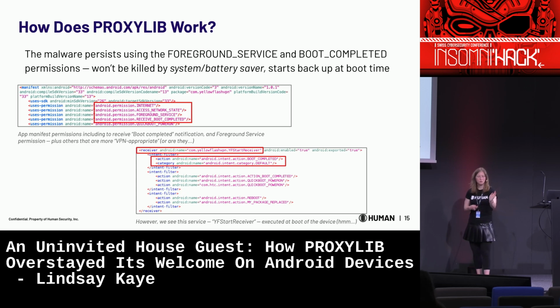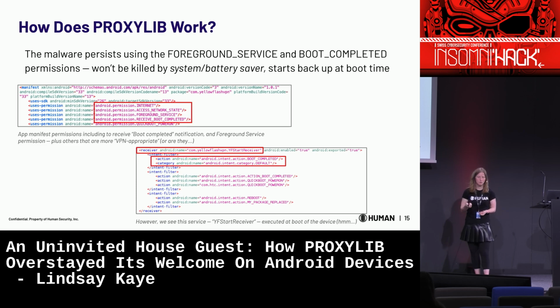So looking at the Android manifest, which essentially functions as the recipe and rule book for how the Android app works and what it does, you can see these permissions right there. And you see a couple other more VPN-appropriate permissions, things that you would probably expect a VPN app to use. Then diving deeper, we wanted to understand exactly what it does when it reboots. So you see this service, YF start receiver, that is executed at the boot of the device.